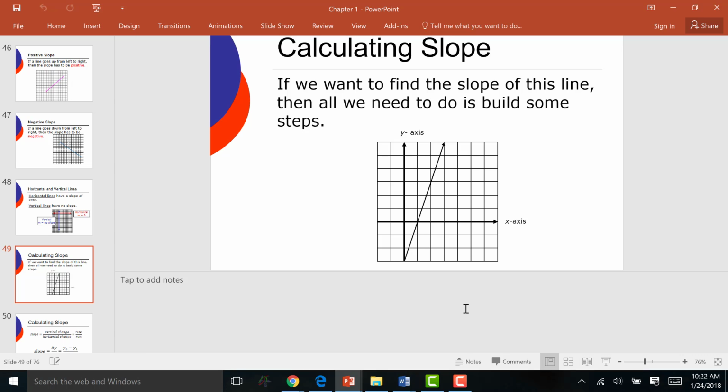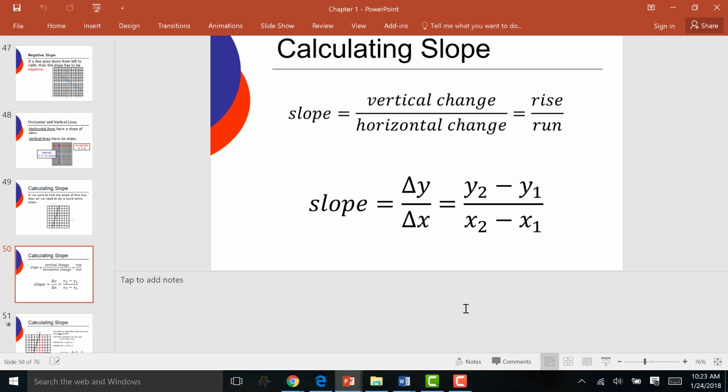Question? Alrighty, you're good? Alrighty, so here is the next slide. Sometimes you're going to see it give you some points and they want you to actually do the slope formula. Have you guys seen the slope formula?